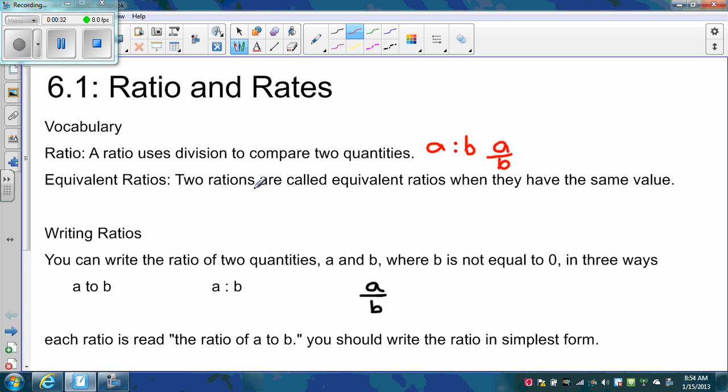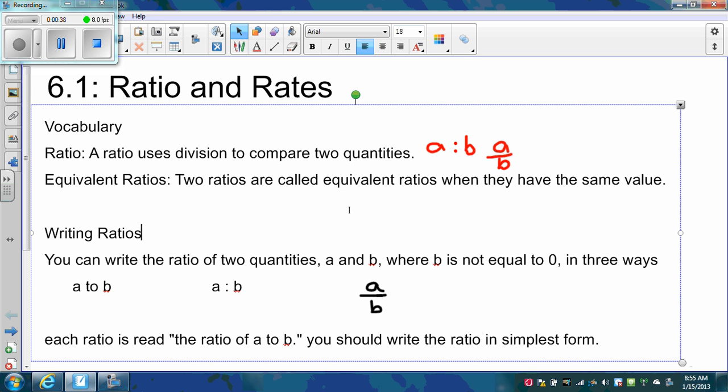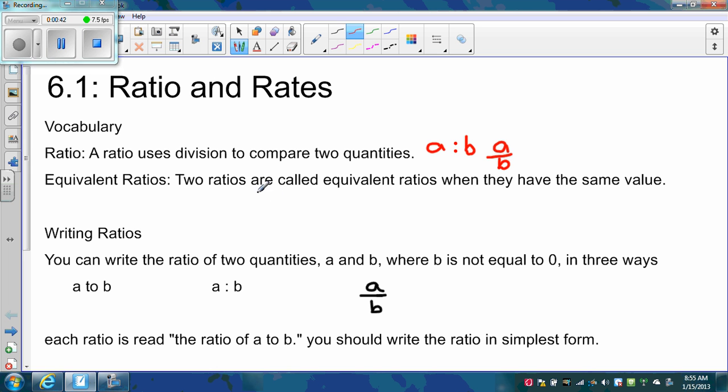Equivalent ratios are two ratios that are called equivalent ratios when they have the same value. So if you had 4 over 5, that's an equivalent ratio to 8 over 10. Just like equivalent fractions, you have equivalent ratios.